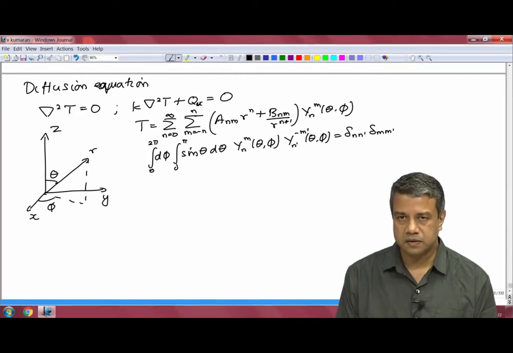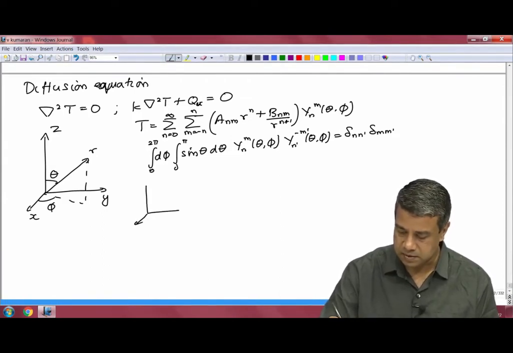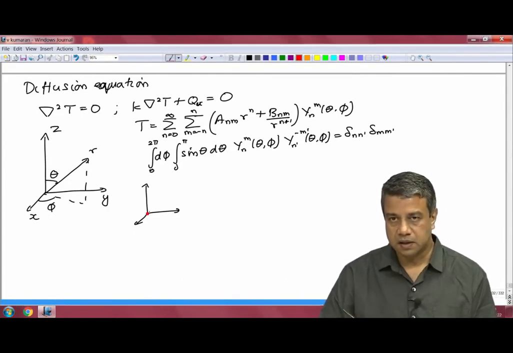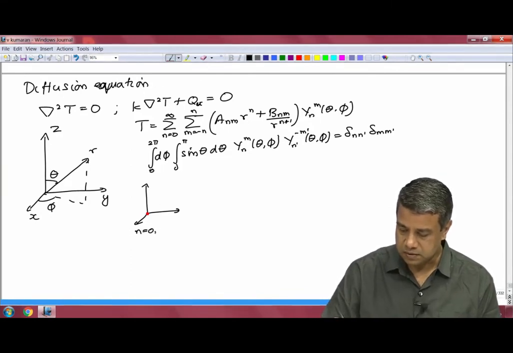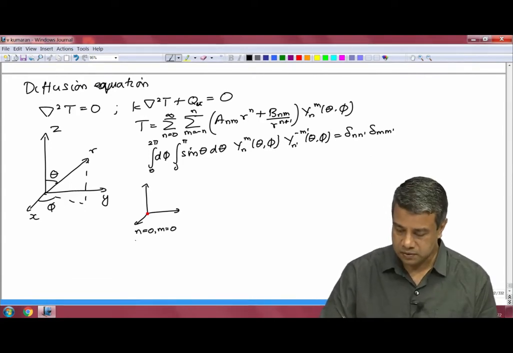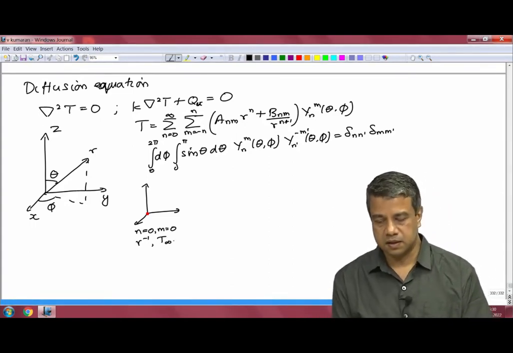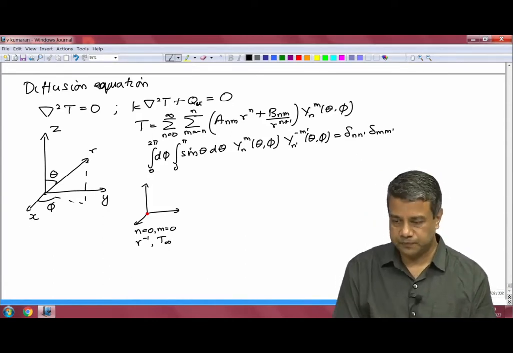The other way of solution that I had shown was by superposing sources and sinks. In three-dimensional space, if I have a point source at the origin, it corresponds to the separation of variables solution with n equal to 0, m equal to 0. The decaying harmonic goes as r power minus 1, and the growing harmonic is just a constant, the temperature far away.